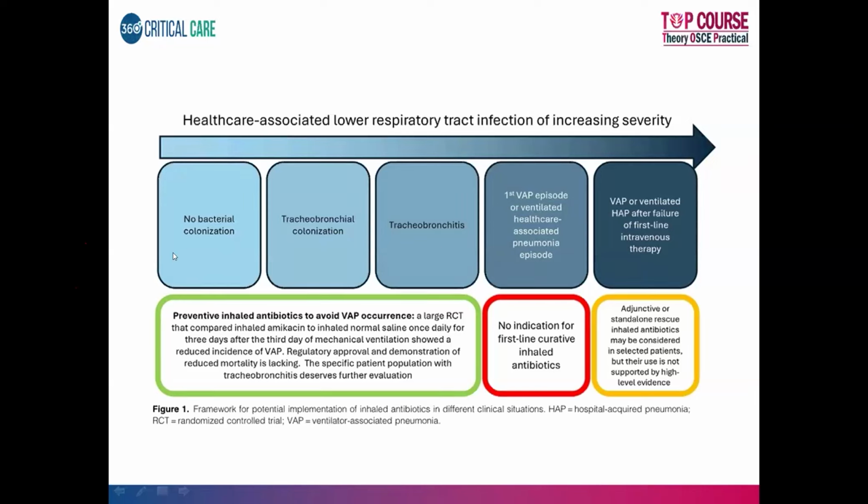Now, for the initial three categories, preventive inhaled antibiotics to avoid VAP occurrence can be given. The green color indicates yes, you can give. For the first episode of VAP, before giving your IV antibiotics, there is no indication. But for VAP or ventilated HAP after failure of your first line intravenous therapy, adjunctive or standalone rescue inhaled antibiotics may be considered in selected patients, but their use is not supported by high level evidence. That's why it is orange.